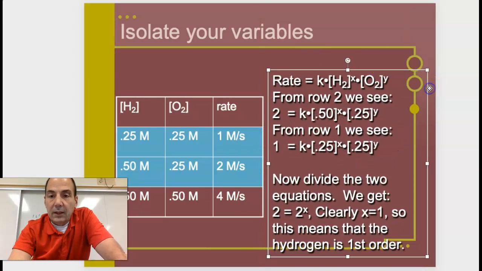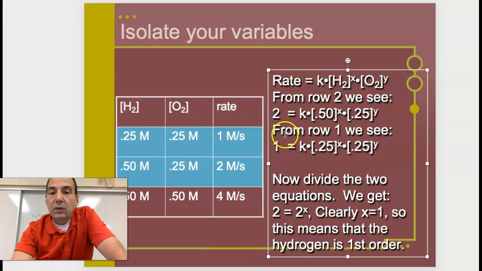Okay. Anyway, so the hydrogen was 0.5. The oxygen was 0.25. Now, if I take the data from row 1, the rate was 1, hydrogen was 0.25 molar, and oxygen was 0.25 molar. So now I'm literally going to divide these two equations. 2 divided by 1 gives me 2. K divided by K cancels out. 0.25 to the Y divided by 0.25 to the Y cancels out. 0.5 to the X divided by 0.25 to the X gives me 2 to the X.